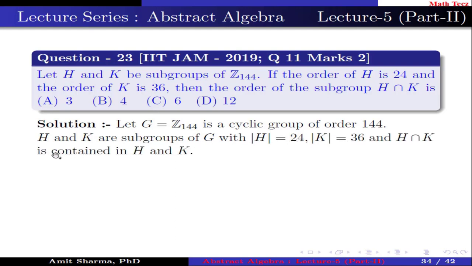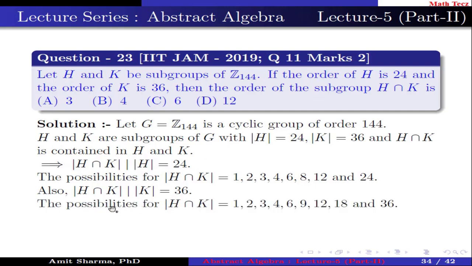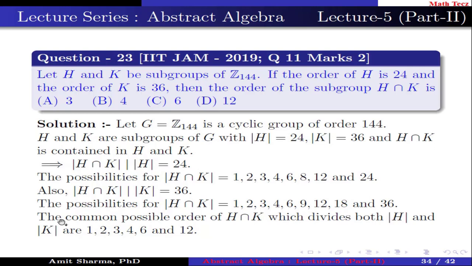and H intersection K is contained in H and K, which implies the order of H intersection K divides the order of H, which is equal to 24. This means the possibilities for the order of H intersection K are 1, 2, 3, 4, 6, 8, 12 and 24. Also, the order of H intersection K divides the order of K, which is equal to 36, which implies the possibilities are 1, 2, 3, 4, 6, 9, 12, 18 and 36. The common possible orders of H intersection K, which divide both the order of H and the order of K, are 1, 2, 3, 4, 6 and 12.